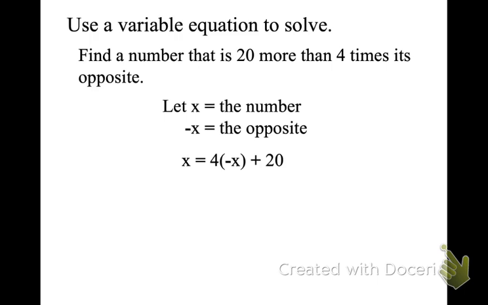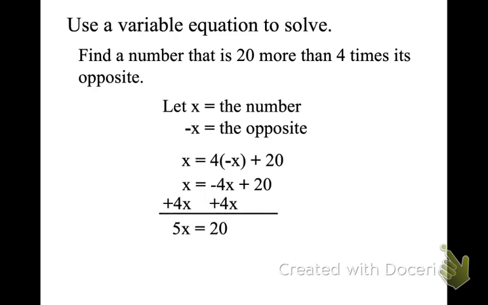Let's move our x's to the left. How about add 4x to both sides? We get 5x equals 20. Divide both sides by 5. And we're left with x equals 4. And that, my friends, is the lesson.